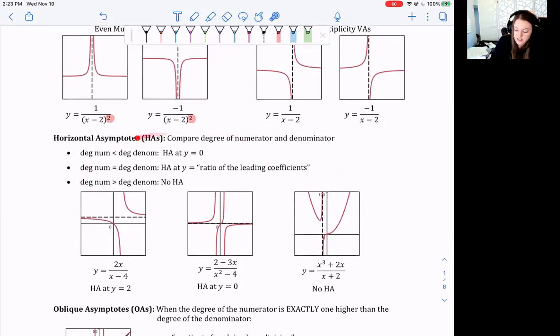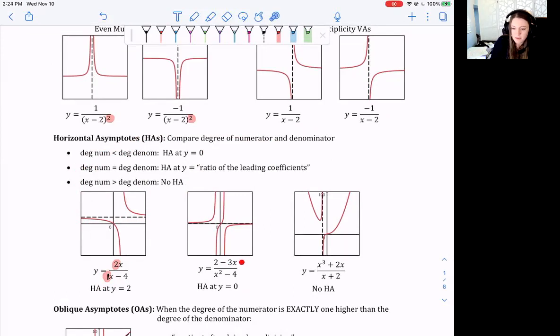Here is the horizontal asymptote information. So whether the degree of the numerator is less than the degree of the denominator, equal to, or greater than, it's going to result in different things. So if your degrees are the same, you take the ratio of the leading coefficients. In this case, there was a horizontal asymptote at 2 because the leading coefficient on top is a 2 and on bottom is a 1. So it's 2 over 1, which is 2.